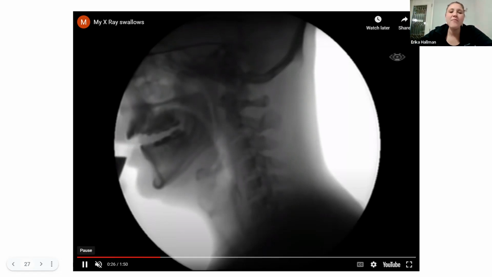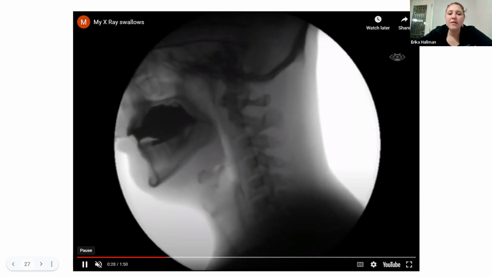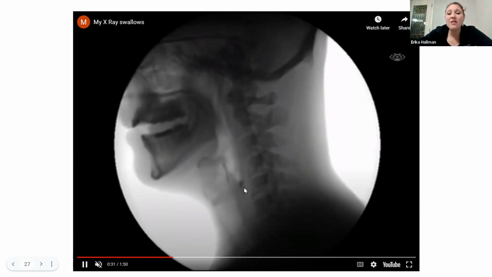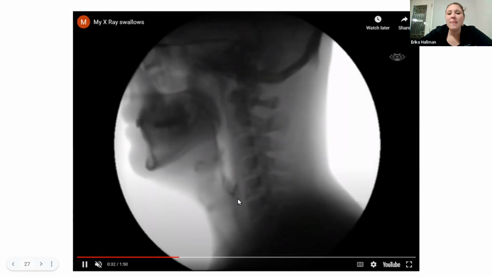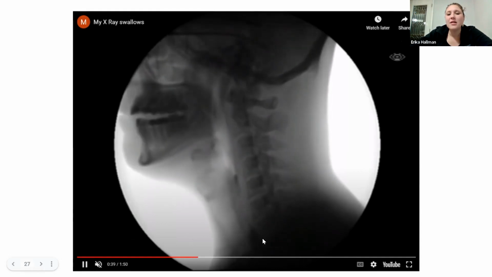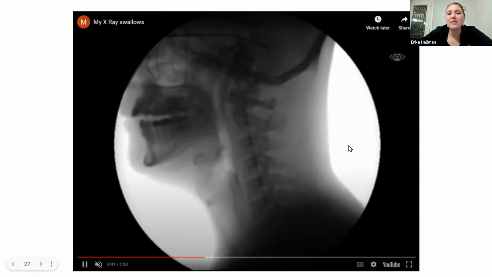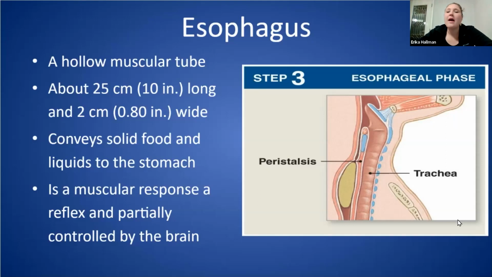So if I play it again, you can see that little epiglottis flip down, covers up the trachea, and then it moves. There's the epiglottis right there. It moves that fluid down behind the trachea into the esophagus. So a pretty cool shot about how swallowing actually happens. All right. Speaking of the esophagus, let's talk about that for a second.